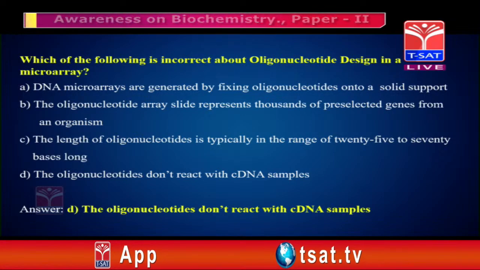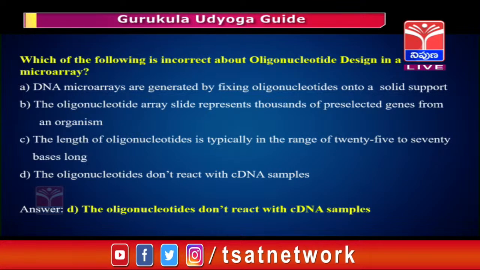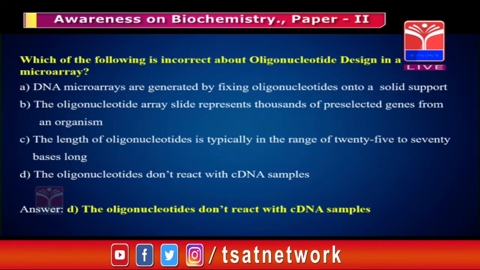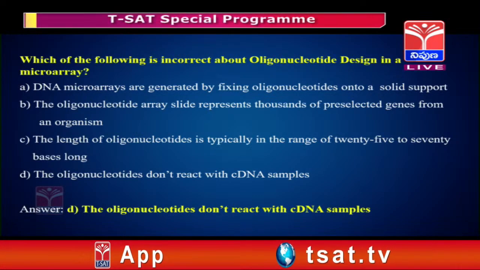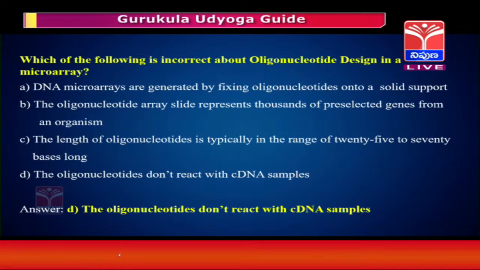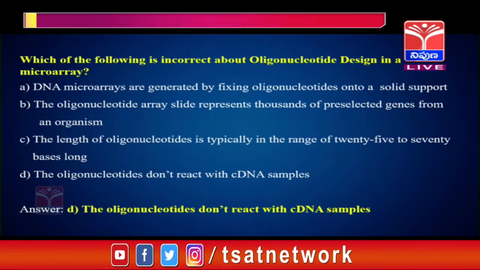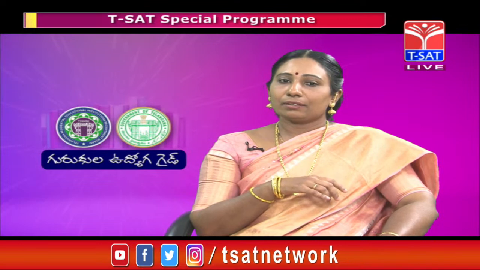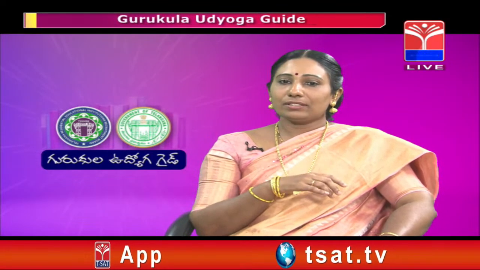The oligonucleotides do react with the cDNA molecule, which is a complementary DNA molecule. Unless the oligonucleotide attaches with the cDNA molecule, that ligand binding, if it is not taking place, further hybridization of the test sample will not take place. To understand this, you should understand exactly how DNA microarrays work. Such questions need to be focused on, and you should learn the topic as per the questions that we are showing.